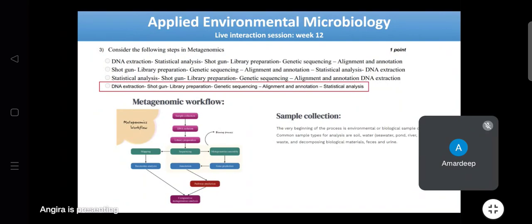Basically, metagenomics involves the following workflow, as you can see over here. First will be sample collection, which is actually not mentioned in the option. Depending on which environmental sample or biological sample you are trying to analyze, you have to collect the sample. The sample can be collected from soil, water, seawater, pond water, or any kind of dirty water, or sometimes from biological materials like feces or urine or any other sample.